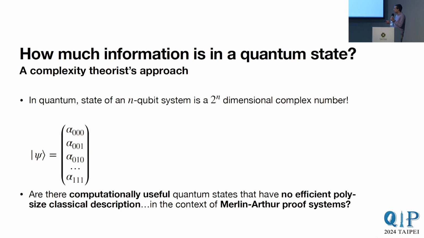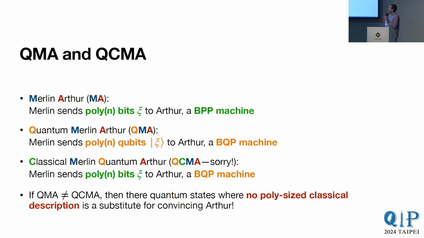So what you might ask is, are there examples of n-qubit states that are useful for some computational purpose where there's no short classical description that would have been just as useful, a substitute for the state? This is a very broad question that you could ask in many different settings, and the setting we're looking at is specifically Merlin-Arthur proof systems. So let me get into that.